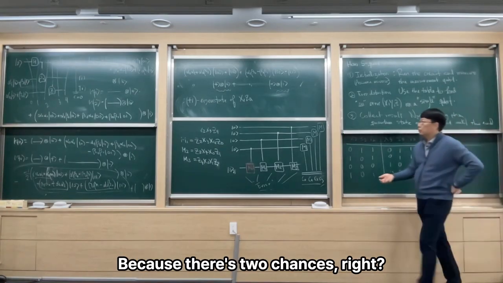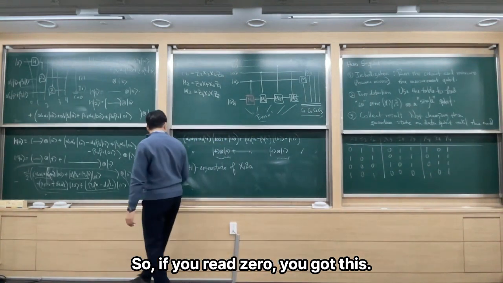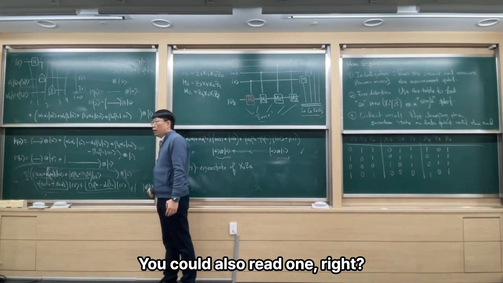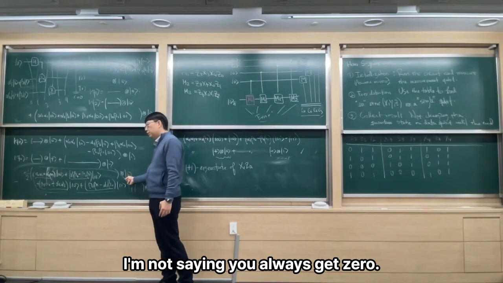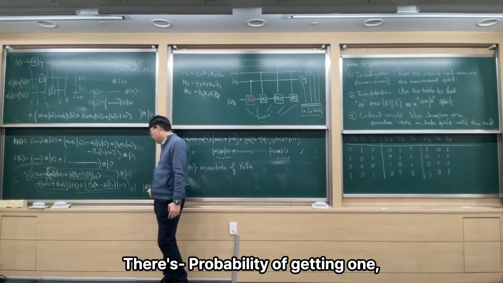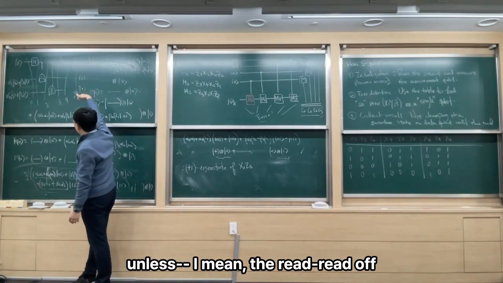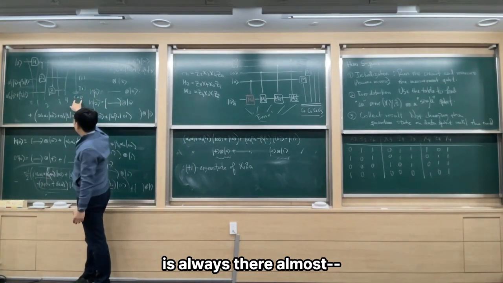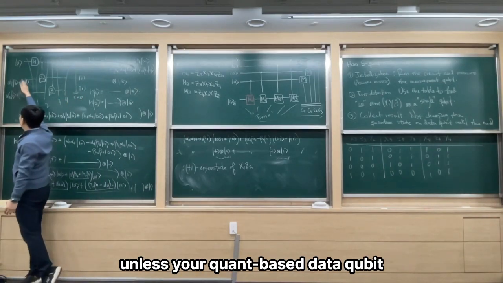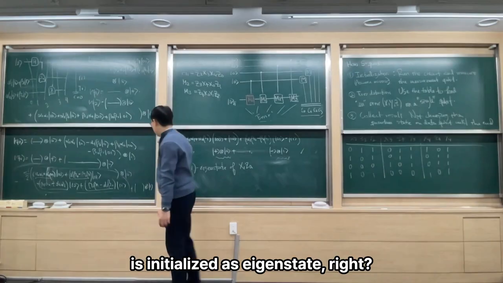Because there's 2 chances, right? If you read 0, you got this. You could also read 1, right? I'm not saying you always get 0. You can get 1. There's a probability of getting 1. The read off always has only 2 choices, unless your data qubit is initialized as an eigenstate, right?